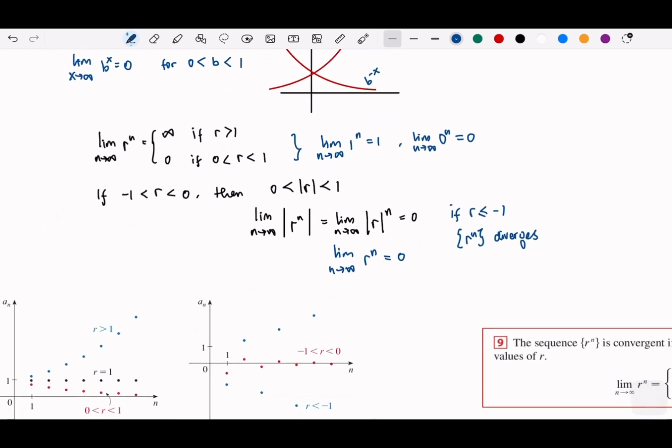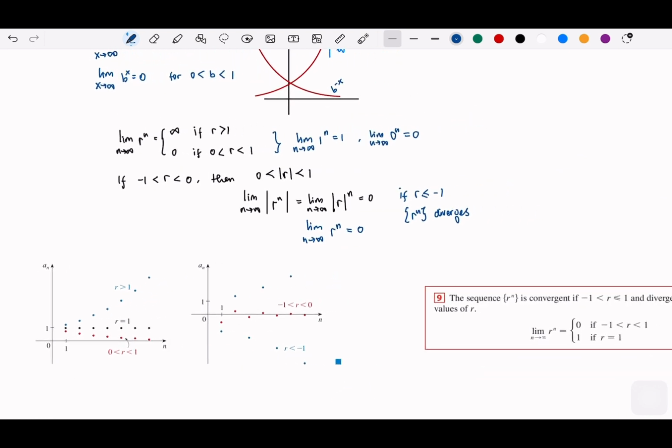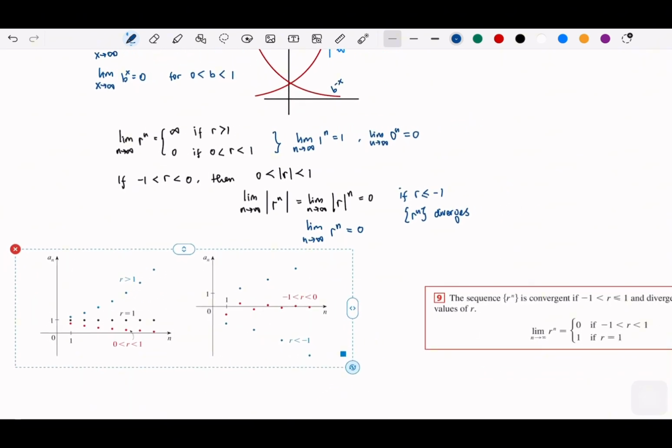And you can see the conclusion in the graph through here. So this is for 0 less than r less than 1, it's going to be here. And this is for r equal 1. This is r greater than 1. And this is for negative 1 less than r less than 0, which means we have negative fractions. And this is r less than negative 1, which we have here and going over there. Okay.